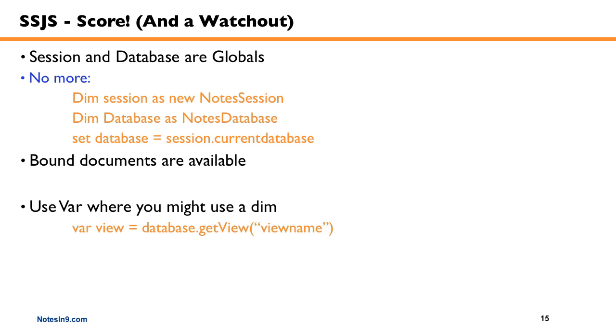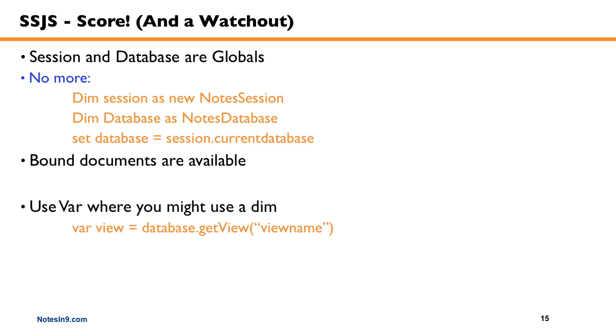Another thing that you do want to watch out for in server-side JavaScript is where you would use a Dim, you must use a var. So if you look at this code, we want to get a view and set it to a variable. You do var view equals database.getView(viewName). And if you don't use the var, here's what's going to happen. It's basically going to be a more global object, and it's going to mess you up, and you're not going to know why it messes you up.